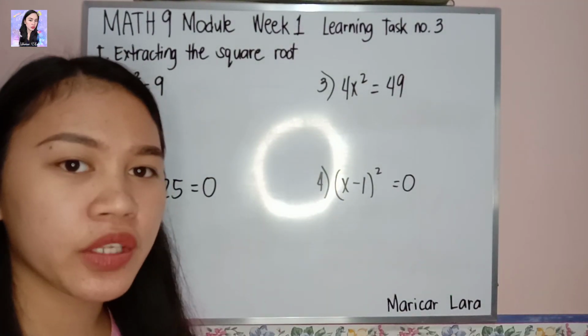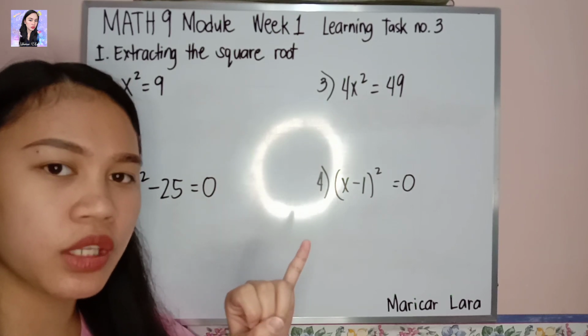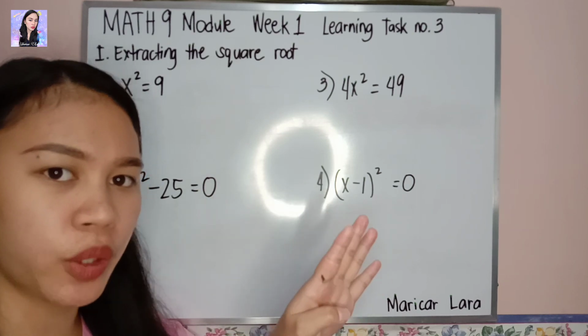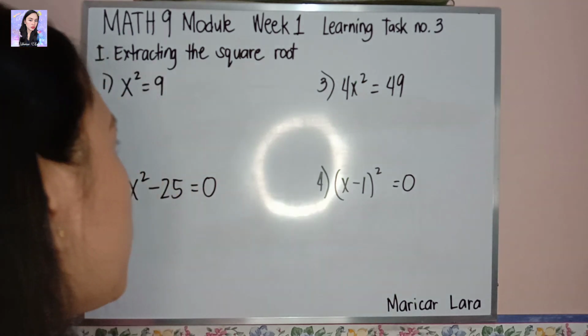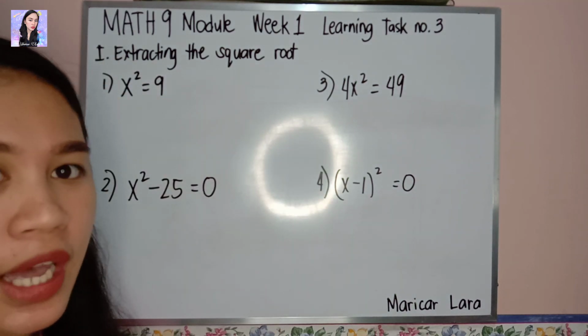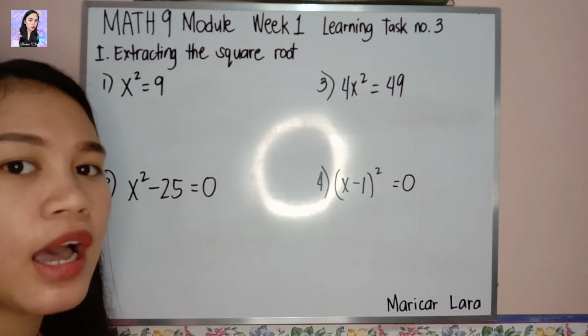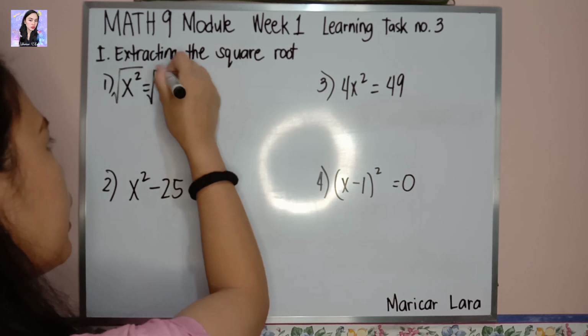We have 4 methods in solving quadratic equation. We have extracting the square root, factoring, completing the square, and of course, quadratic formula. So, let's discuss extracting the square root first. Example, we have x squared equals 9. Kaya siya tinawag na extracting the square root kasi kukunin nyo lang talaga yung square root niya. So, kukunin lang natin yung square root ng x squared and 9.